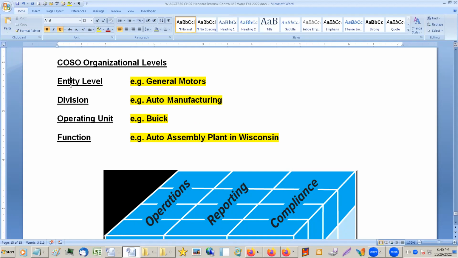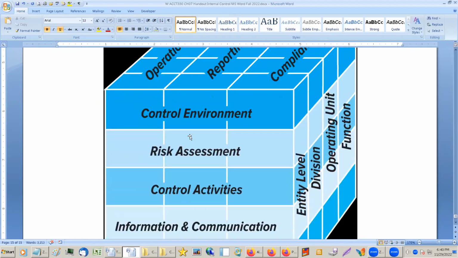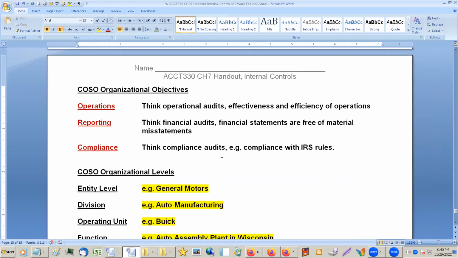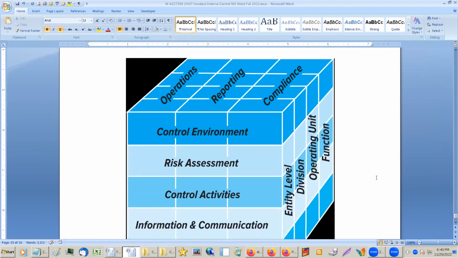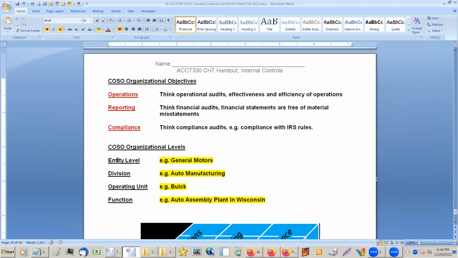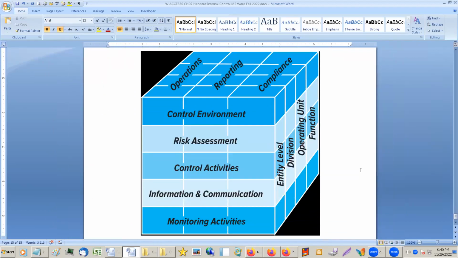So you have 5 items in the framework. This is the cube, by the way. I'm having a hard time getting the cube on the screen here, but this is the cube. You see our 5 different components in the framework, 4 different levels, and 3 different objectives. And that's what COSO is. Again, this is one of those things you're going to study like mad when you get to the CPA exam.